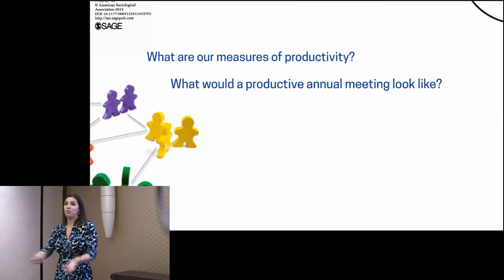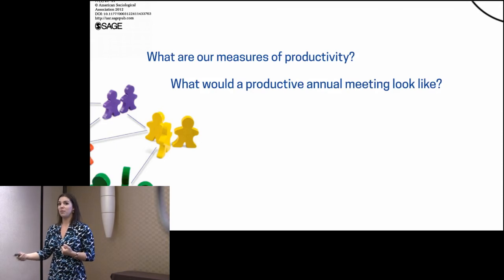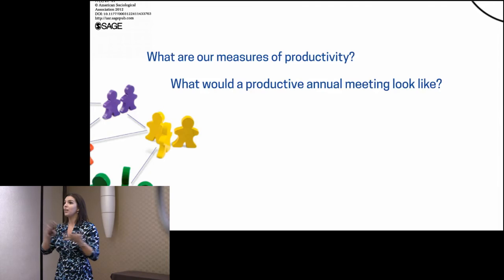The PIs had this idea in their head of, well, we need to accomplish these things, but until they actually asked the other people in the network, well, what would productive mean to you? What do you want to accomplish? It reshaped the agenda of that annual meeting. People were a lot happier for it. They felt that they actually got to cover things that were really important to each of them.